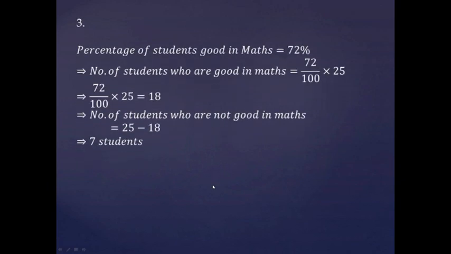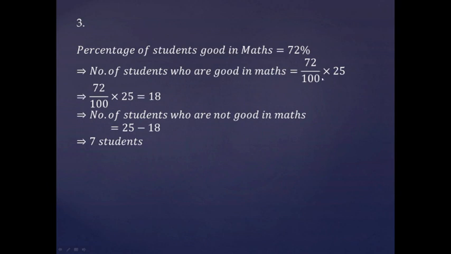Now let's go to question number 3. Question number 3, we have in a class there are some students. Among those students, 72% are good in math. Then we need to find out the actual numbers of students who are good in math. In order to find it out, 72% will put it as 72 by 100. And as we have known from the question, the total number of students in that class is 25.